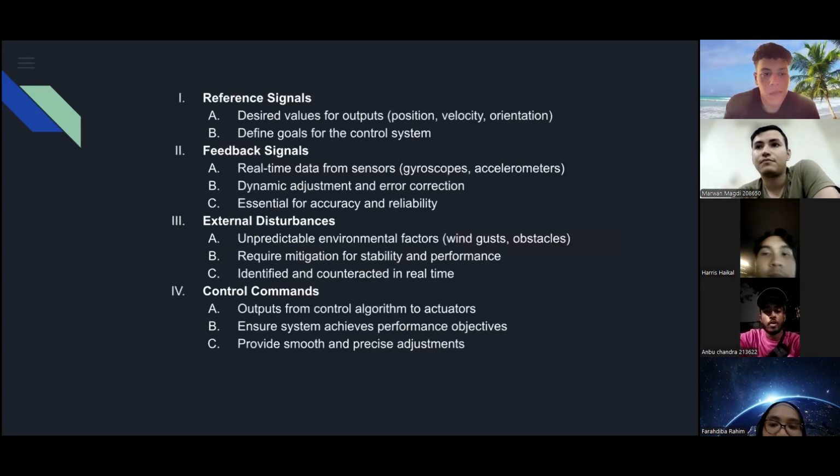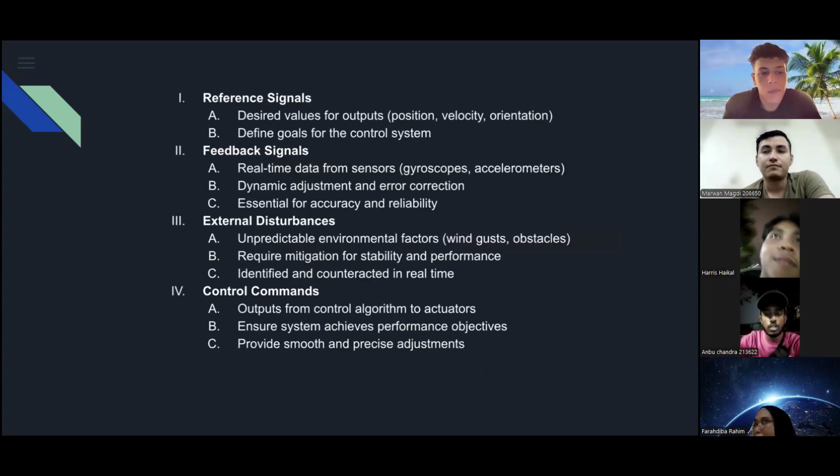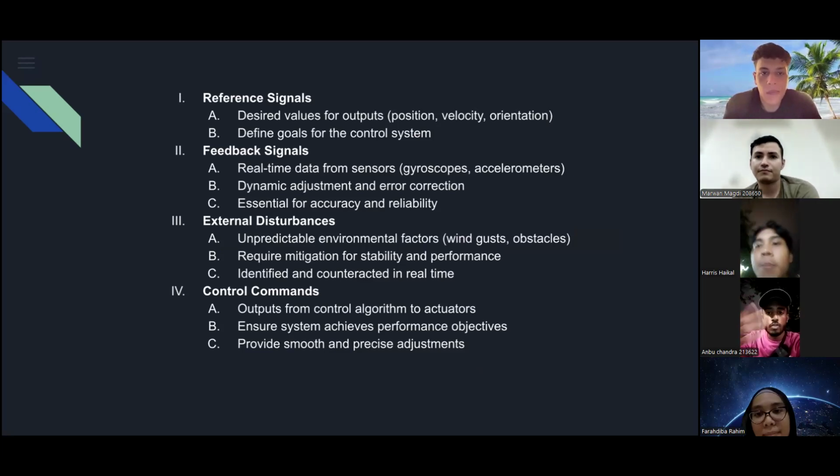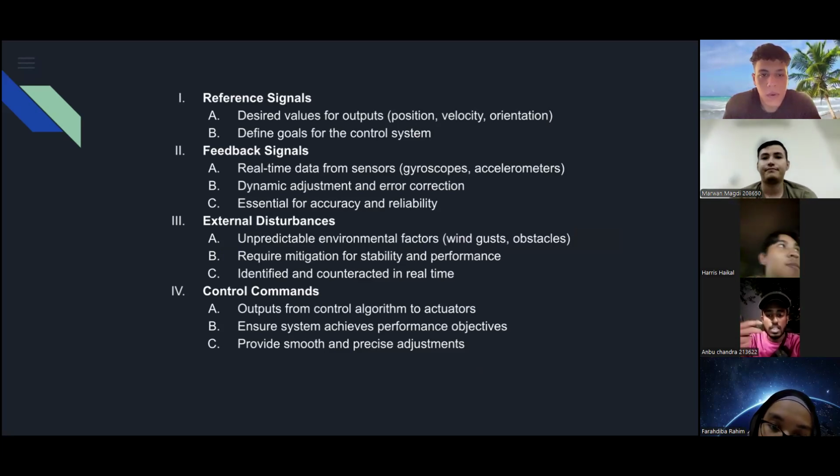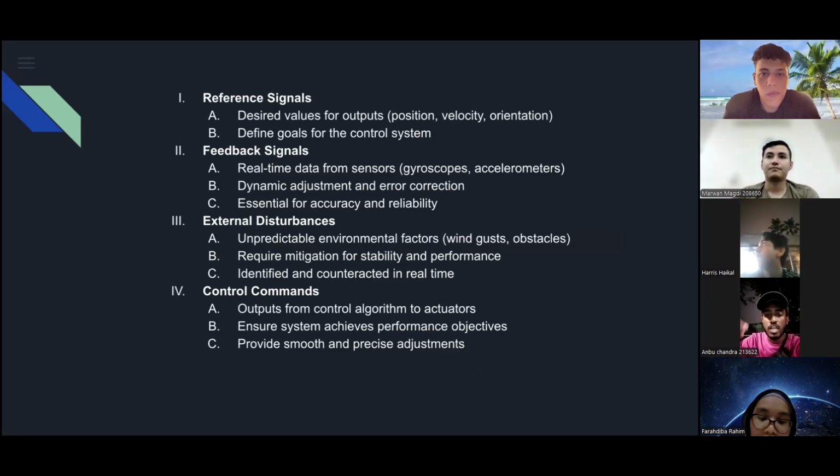Okay, so I'm going to present the input of the control system. There are four inputs of the control system. The first one is a reference signal. The second one is a feedback signal. The third one is an external disturbance, and the fourth one is control commands. Regarding the reference signal, it is the desired values for the system output such as position, velocity, and orientation. The signal defines the goal for the control system, indicating what it should achieve in terms of the altitude.